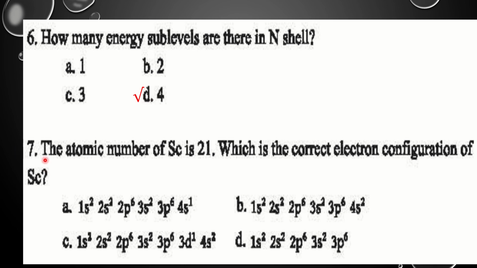Number 7. The atomic number of scandium is 21. Which is the correct electron configuration of scandium? Correct electronic configuration: 1s2, 2s2, 2p6, 3s2, 3p6, then 4s2, and the last electron goes to 3d1. So the electronic configuration of this one is correct: 1s2, 2s2, 2p6, 3s2, 3p6, 3d1, 4s2. So it is the correct answer, C.